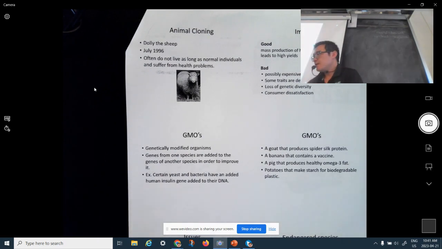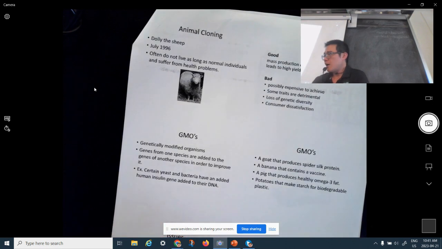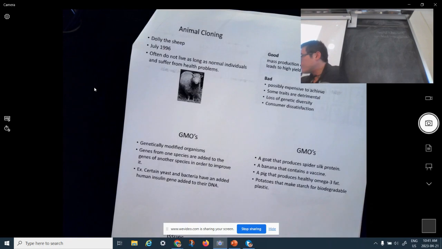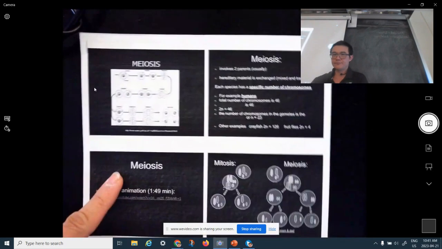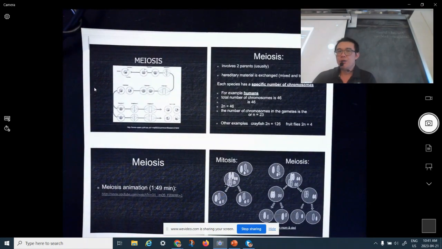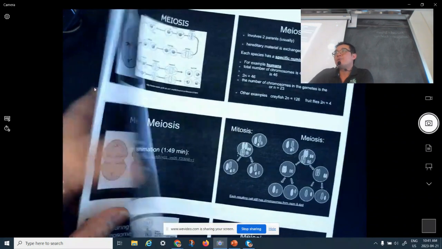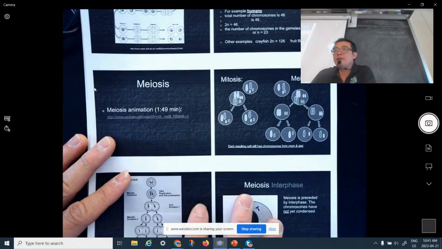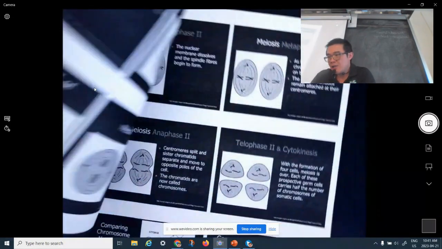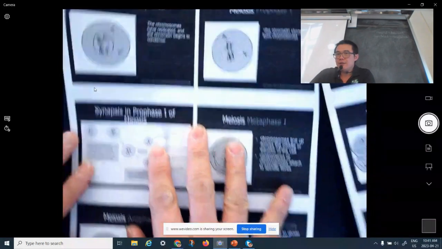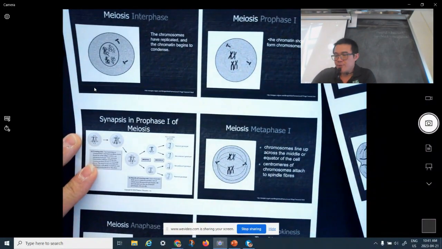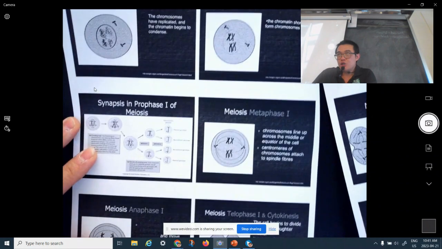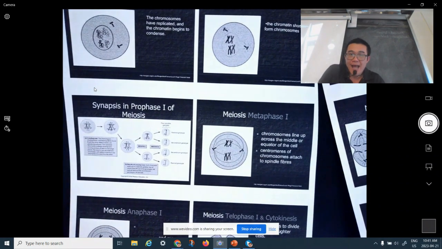And 4.3, sexual reproduction. When we're saying sexual reproduction, we really were talking about meiosis. So in this set of handouts, remember, we also drew some diagrams of what's going on per each stage of meiosis. So make sure you look at that.